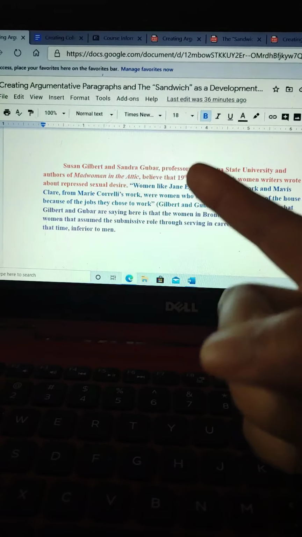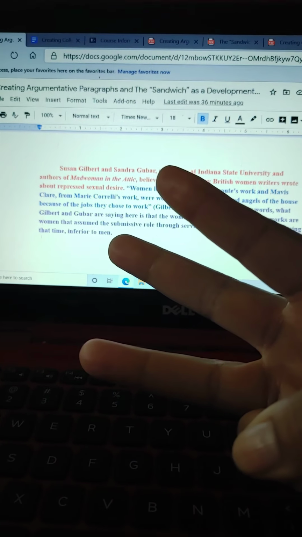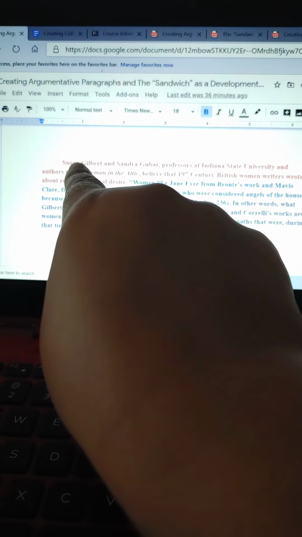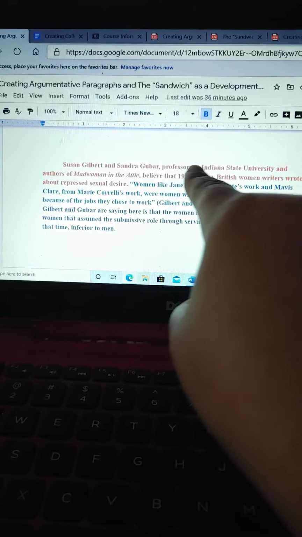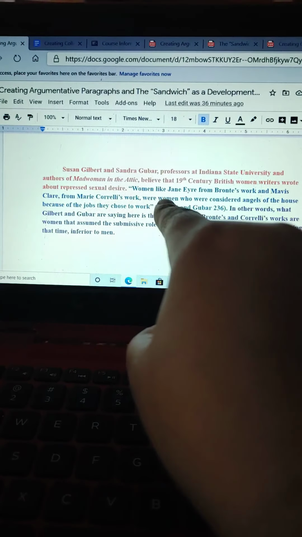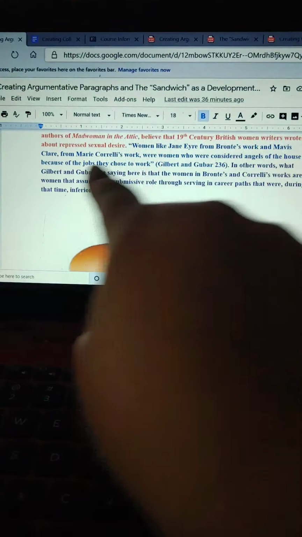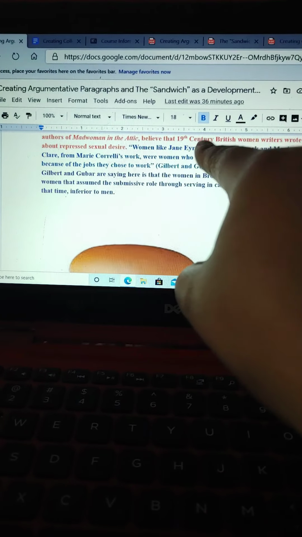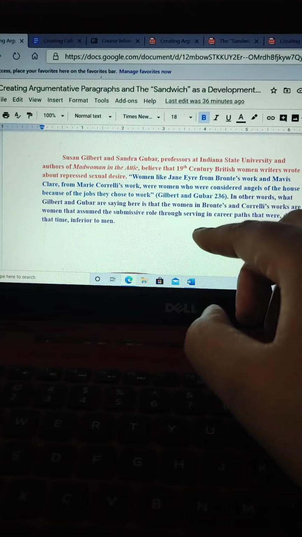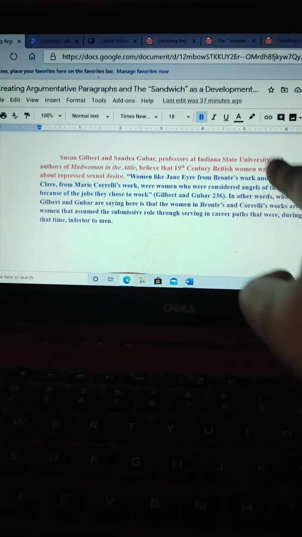Three sentences. One, two, three sentences. Not one, not two, not four, three. My first sentence, which is my top bun: Gilbert and Gubar, professors at such and so. So I'm introducing the source here. The next part, I'm giving the quote from this source. You guys already found your quotes. You should have found them already. And then the final part is, in other words, I'm analyzing this quote. In other words, what Gilbert and Gubar are saying here is. That was the three examples I showed earlier in the lecture notes. So this is how the entire sandwich looks.